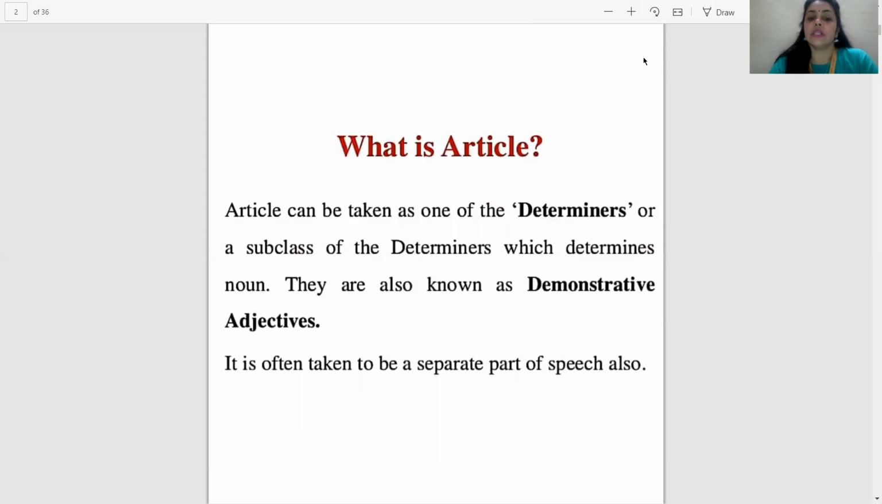It is often taken to be a separate part of speech also, because article is very important. If we don't use article properly, the meaning may change. That is why articles are so very important.